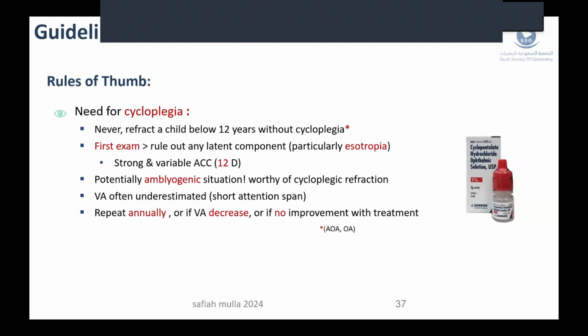You also need to repeat the cycloplegic refraction annually because the child is growing up. If there is no problem, you need to repeat it each year to find out if there are any changes. If the visual acuity decreased during the management, or if there is no improvement with the treatment, then you need to make a cycloplegic refraction for the child to find out what's going on with that child.